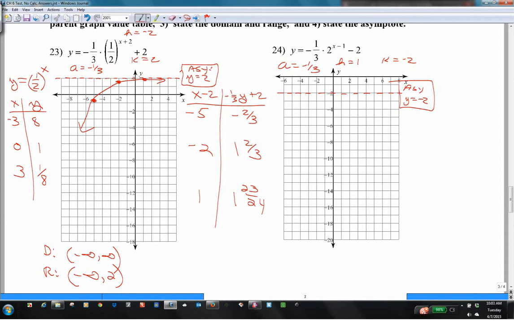So my parent graph is y is equal to 2 to the x. And I have about the same kind of numbers, so I'm going to go from -3 to positive 3 again. X, y on my parent graph. So I've got -3, 0, and 3. So 2 to the -3 would be 1/8. 2 to the 0 is 1. 2 cubed is 8. There's my parent graph. Let's go ahead and make my shifted graph.